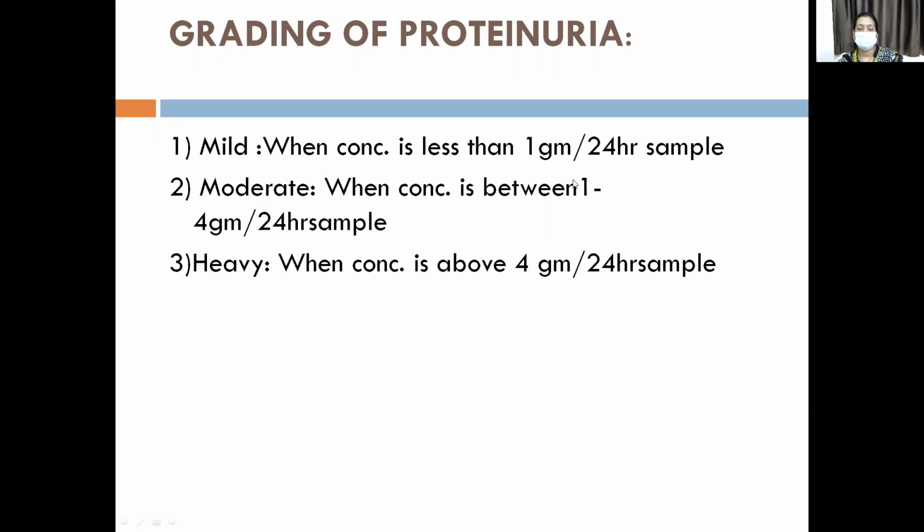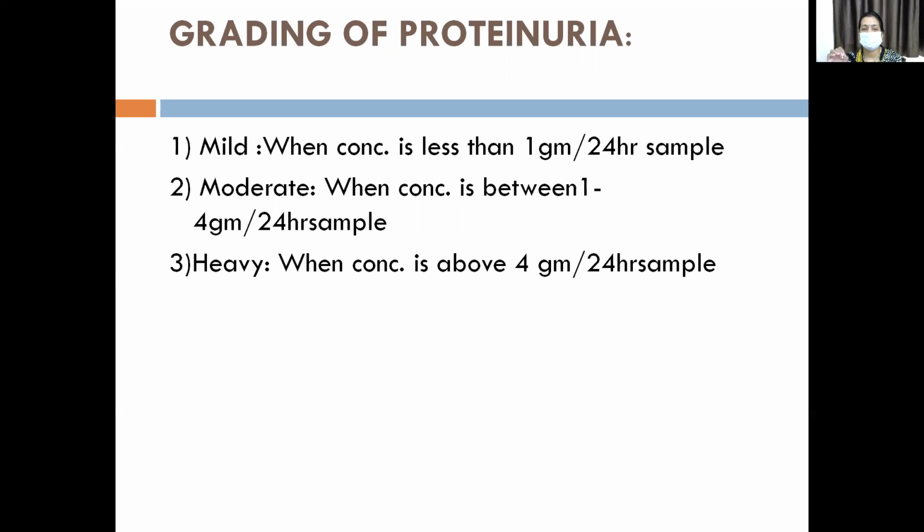Then grading. We grade the proteins in terms of quantity. That can be mild proteinuria, moderate proteinuria, heavy proteinuria when concentration is above 4 grams, usually nephrotic syndrome. Moderate is 1 to 4 grams in a 24-hour sample. If it is less than 3.5, we can list a whole lot of causes, whether it is streptococcal, post-streptococcal or post-infectious. It can be nephrotic if it is more than 3.5 per 24-hour sample. Mild is when it is less than 1 gram per 24-hour sample.